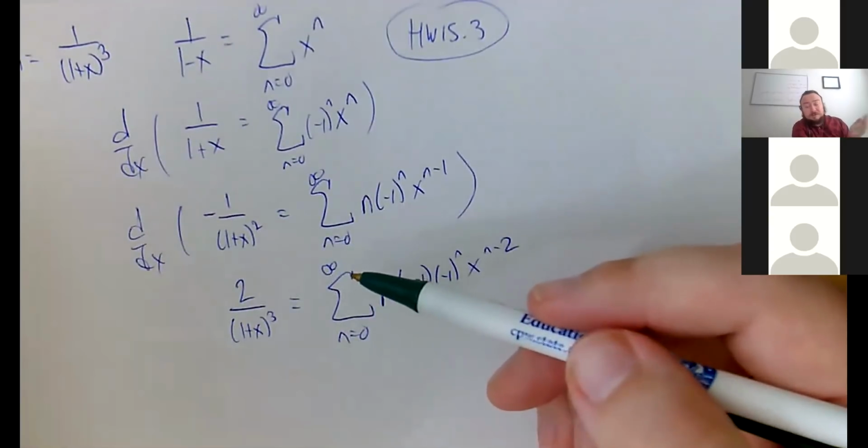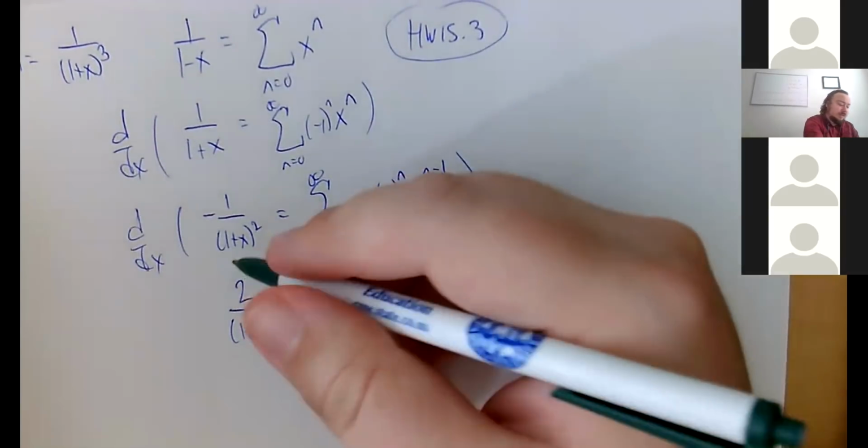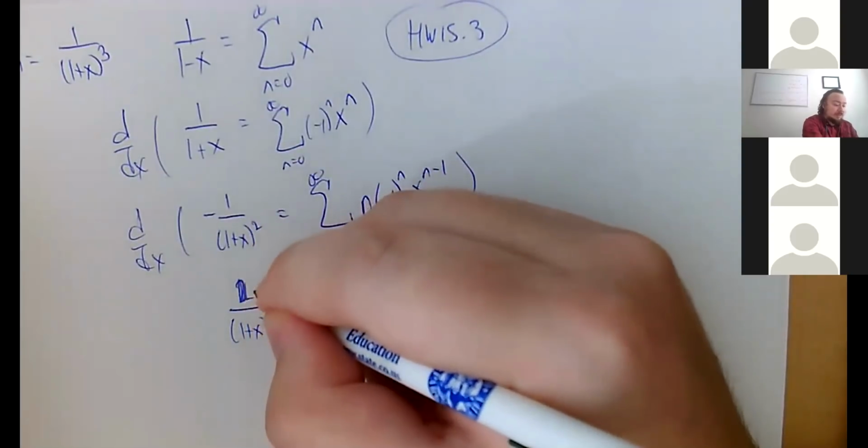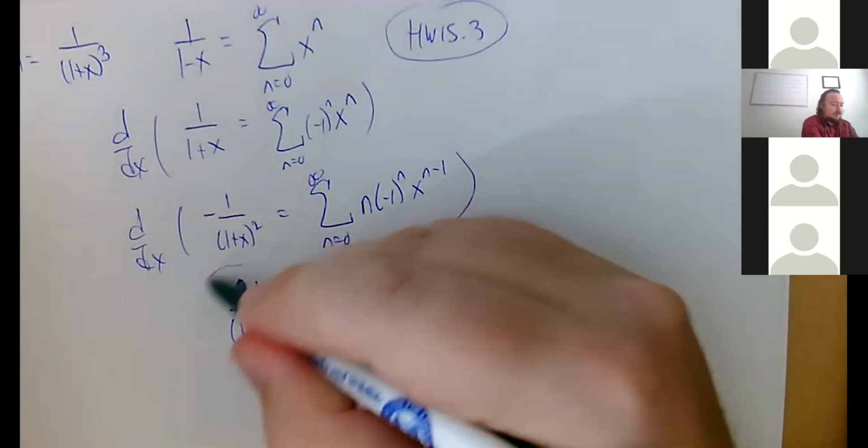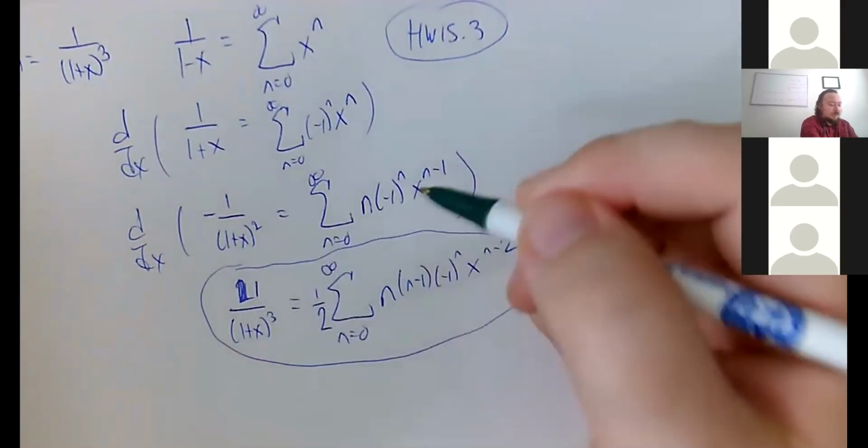That's a very easy problem to fix. All we need to do is divide both sides by 2. So get rid of that, put a 1, and then we have 1/2 right there. There we go. There's our series.